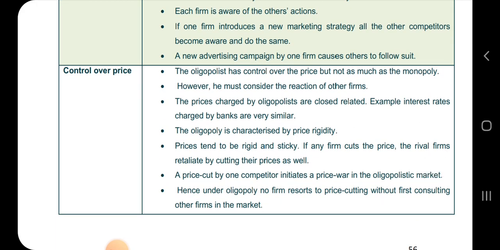Control over price: the oligopolists have control over the price, but not as much as the monopoly. However, they must consider the reaction of other firms. So if your prices are just too high, it's not going to work. Capitec changed the banking industry significantly by introducing low banking costs, like 5 rand, 4 rand at some point when it started. So that shifted a whole lot. So they influenced other banks to also have 5 rand personal bank accounts.